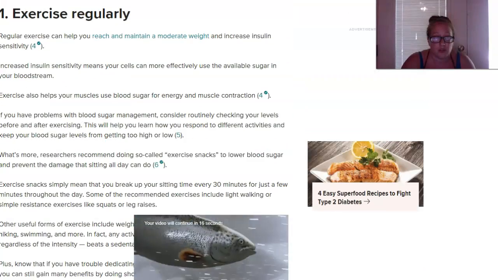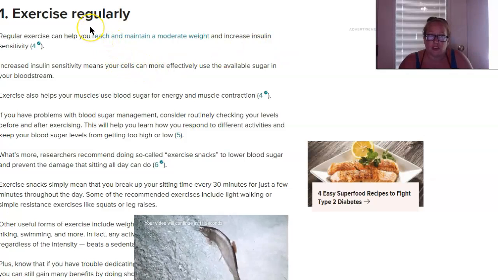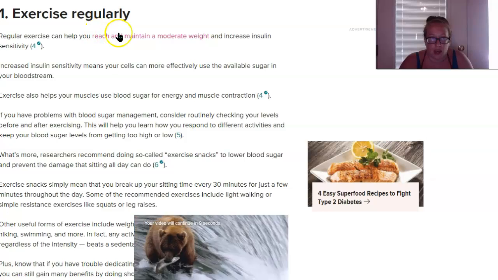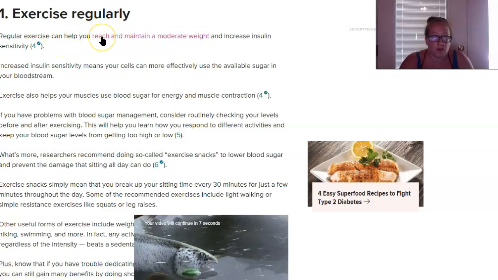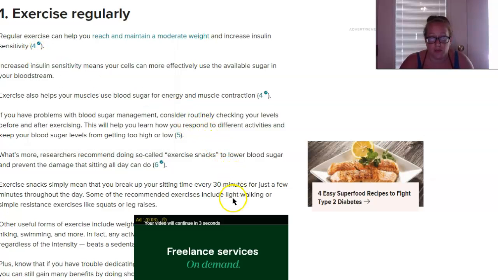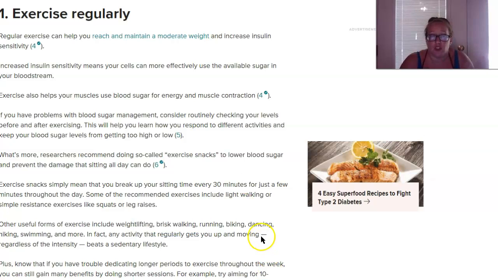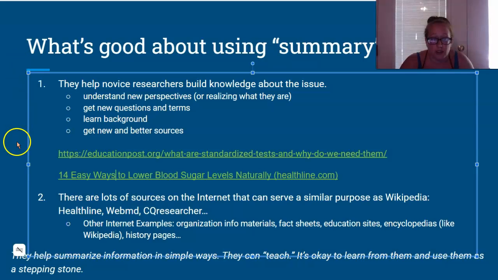You can keep scrolling through, and even though it's giving you some things you might assume, like exercise regularly, well, we would probably know that. But you can go and look up more information about other issues. It gives you lots of links to respectable sources that you might be able to use for your own research. So it gives you that information on a new subject, and it gives you those resources that you might need.